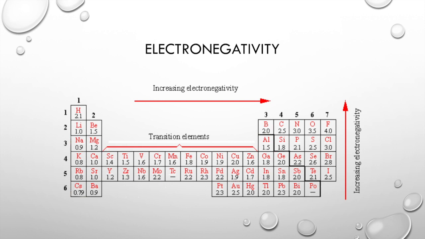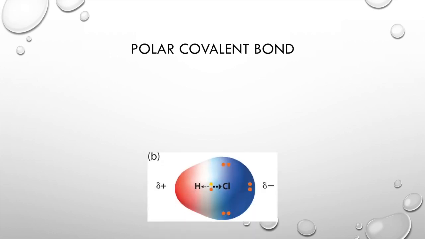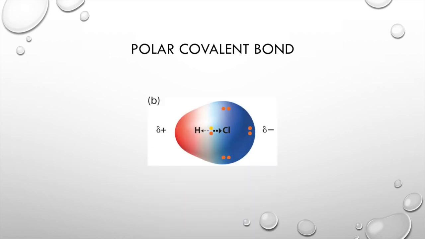It's influenced by the atomic number and the distance between the valence electrons as well. But basically, the unequal sharing of electrons between two atoms with different electronegativities results in a polar covalent bond. The best example of this would be HCl, right over here.